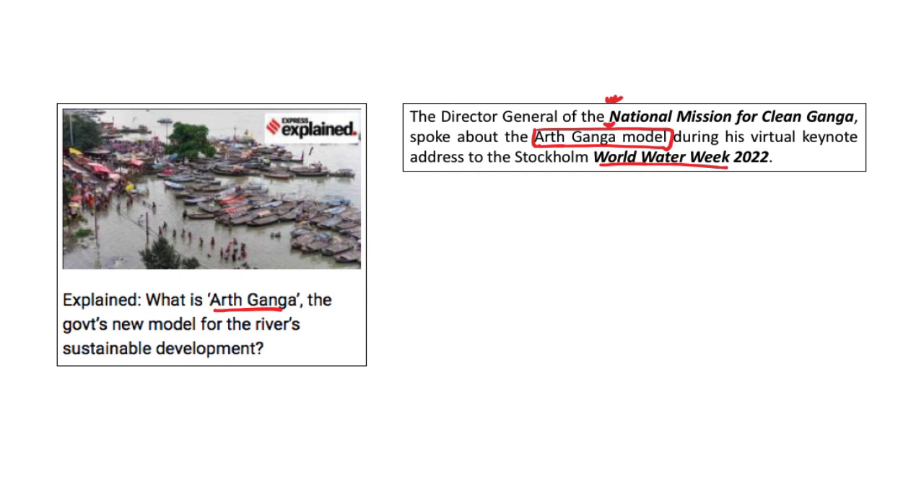The Director General of National Mission for Clean Ganga, the third level body, spoke about the Arth Ganga model during the virtual summit for World Water Week 2022. Since 1991, the Stockholm International Water Institute has been organizing World Water Week every year to address global water concerns. But this was not the first time that the Arth Ganga model was spoken about. In fact, the Prime Minister of India introduced this concept during the first National Ganga Council meeting in 2019. Remember, the Prime Minister is the chairman of the National Ganga Council. In this meeting, the Prime Minister urged for a shift from Namami Gange to a model of Arth Ganga.